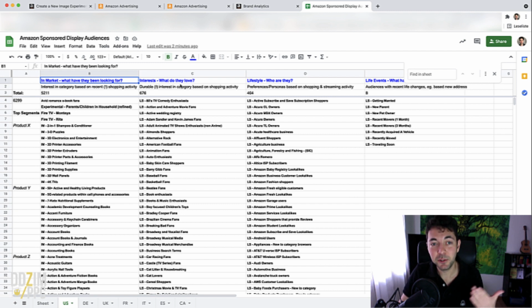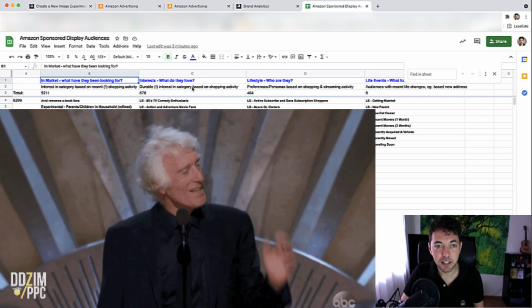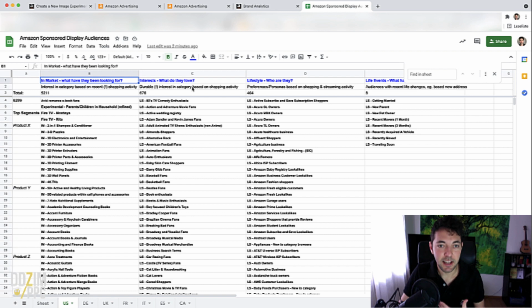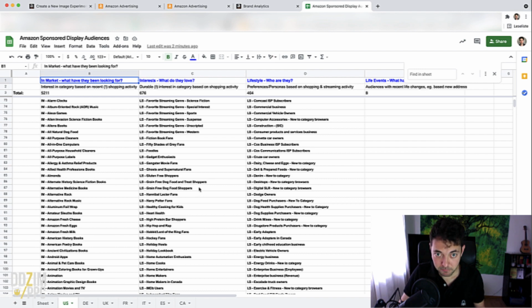And then we have interests. Those are things that people have a durable interest in. So categories that they have been regularly shopping in that suggest they have that durable interest, that they really love it, basically. And I would think that the conversion rates might be a little bit higher if you can find an audience in this category that is relevant to your product.